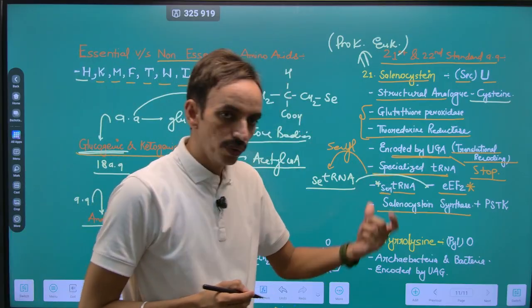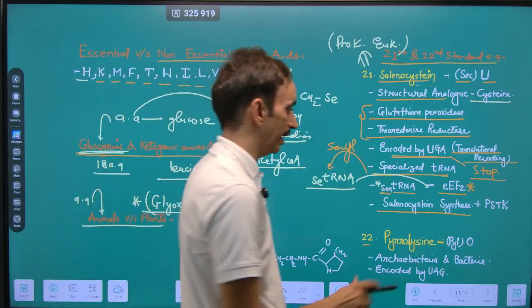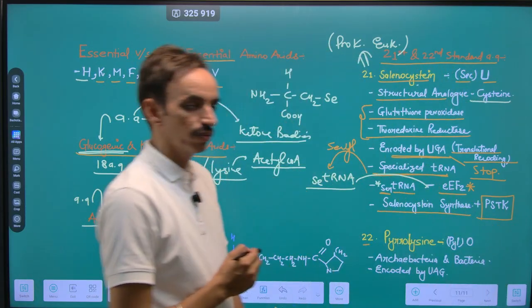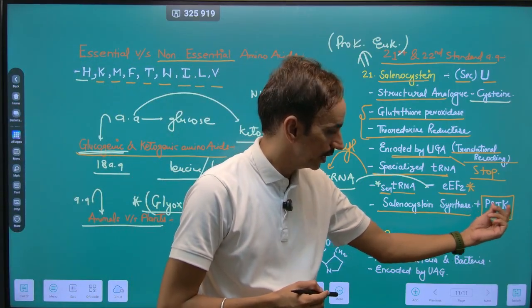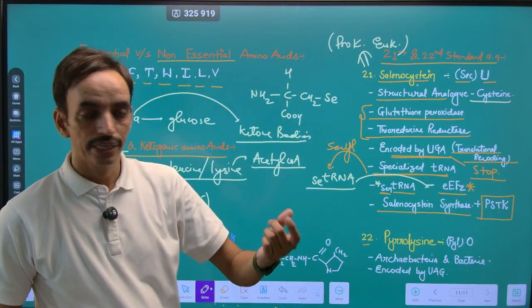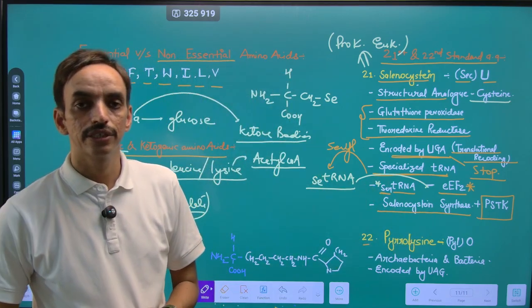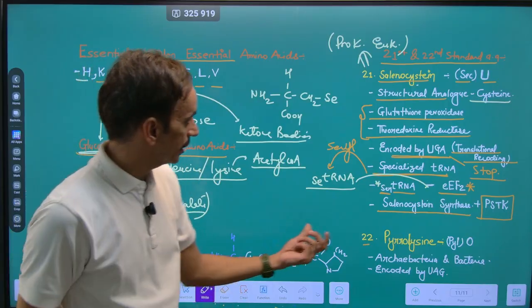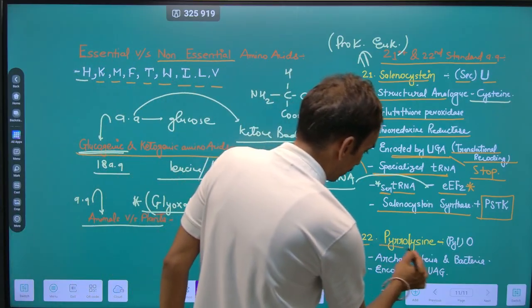In case of eukaryotes, beside this selenocysteine synthase, one more enzyme is required that is called PSTK, that is phosphoseryl-tRNA kinase. This is an enzyme which is also required in addition to selenocysteine synthase in case of the eukaryotic system. The next type of newly discovered amino acid is pyrrolysine.